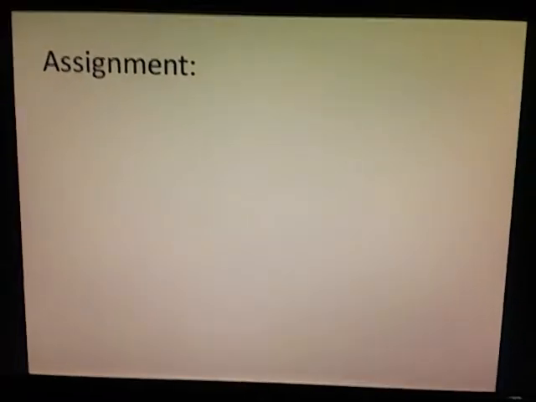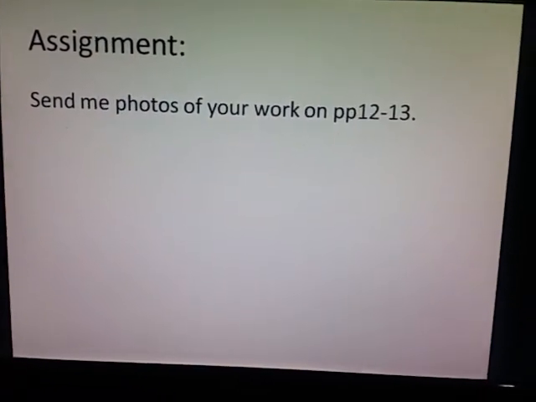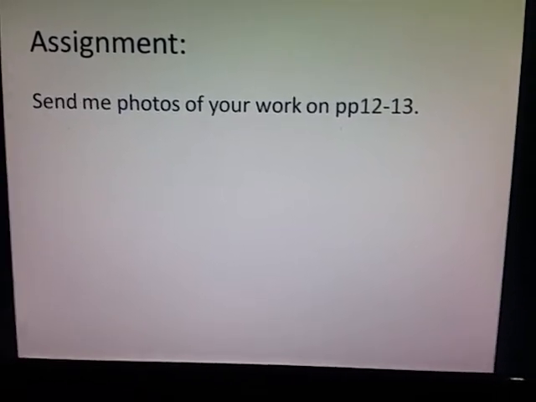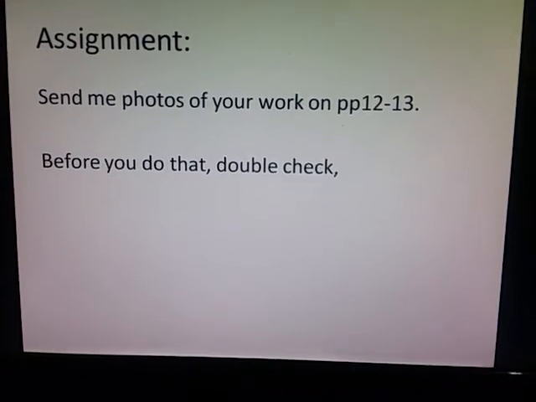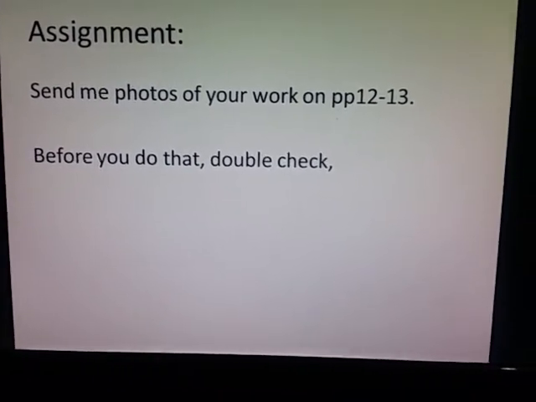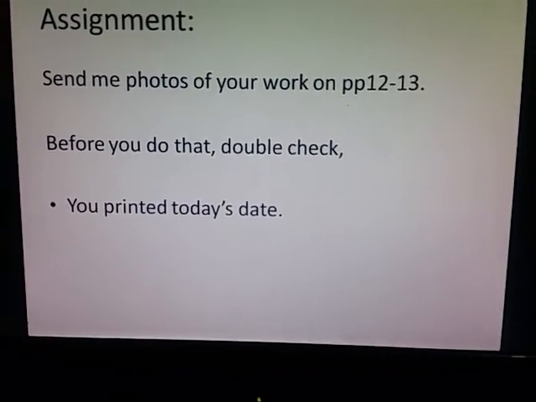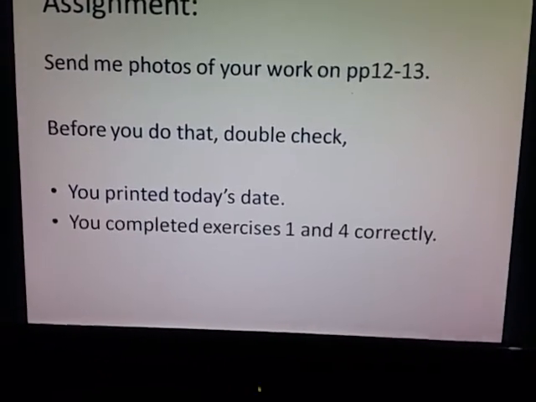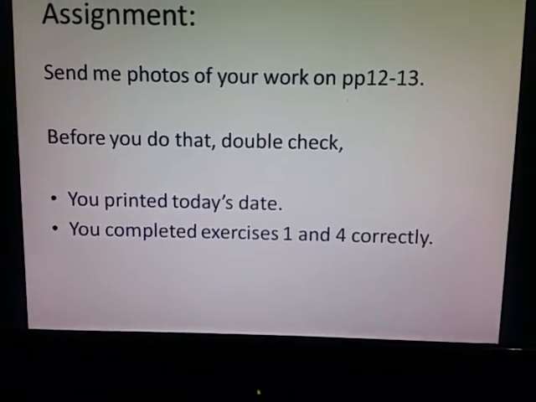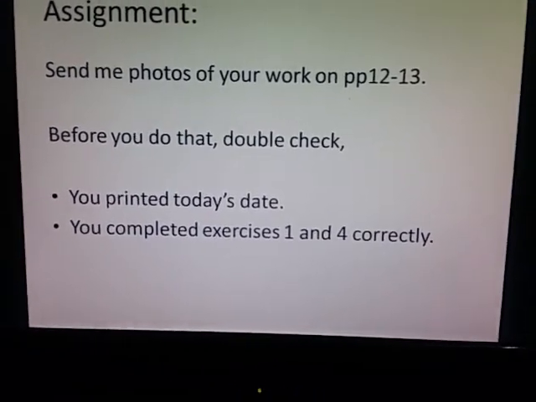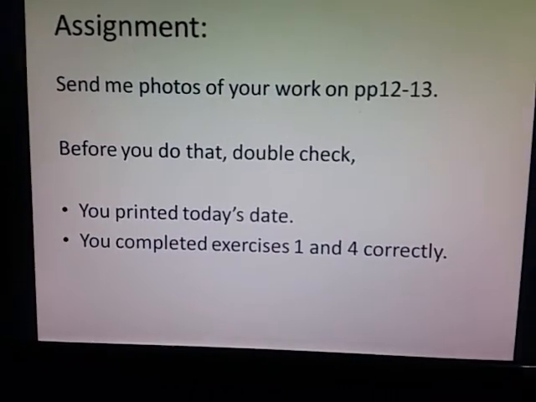Okay, so there's a little assignment like homework. You send me photos of your work on pages 12, 13. And you also double check before you do that, okay? You guys printed today's date, today's Monday, don't forget. And that you guys completed exercises 1 and 4 correctly. Double check that and send me those photos. And I'll be giving you your credits for that.